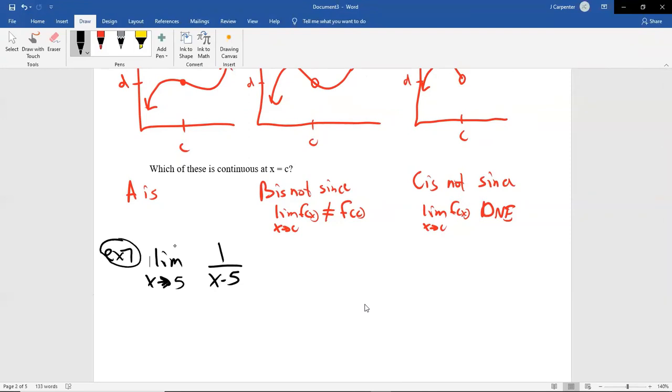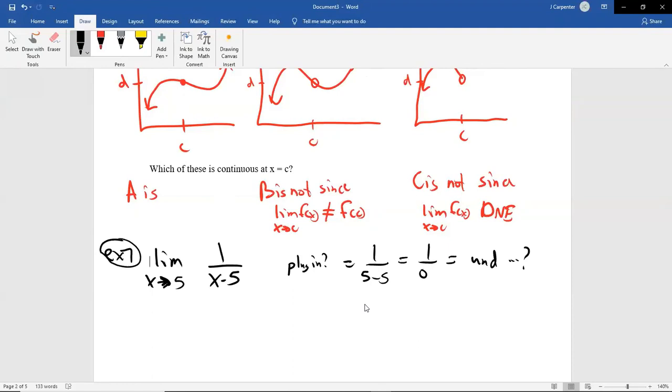So can we just plug the 5 in? Because there's no way we can reduce this. Well, we'd get 1 over 5 minus 5, which is 1 over 0, which is undefined. So, question mark. When you plug it in, you get an undefined value. And you can't reduce it, so algebraically we're stuck.